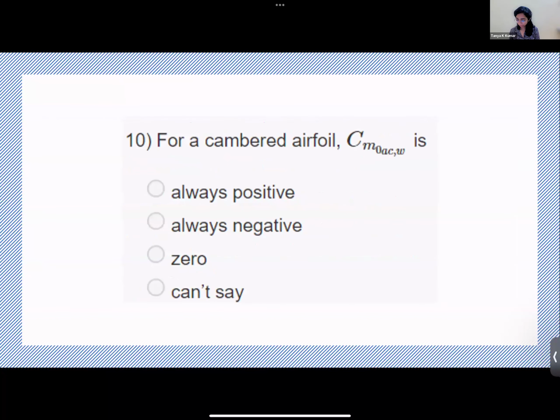Okay. Next question. For a cambered airfoil, Cm naught AC is. We just discussed this. What is the right answer? We just discussed this. When it says cambered, it means positively cambered. B. Yes, always negative. And why is it always negative? Yes, less than 0. But why is it always negative?